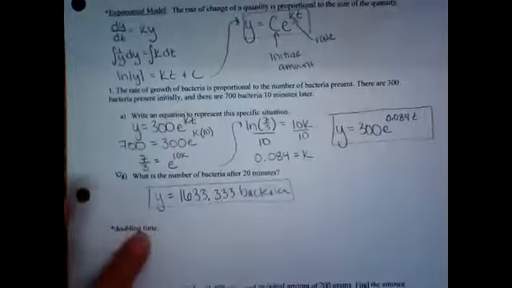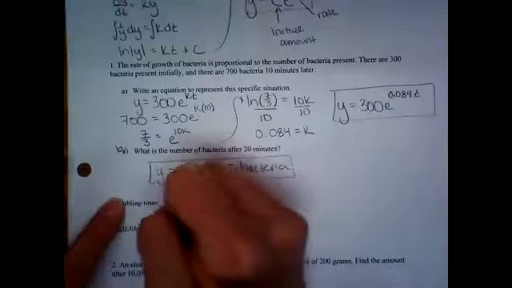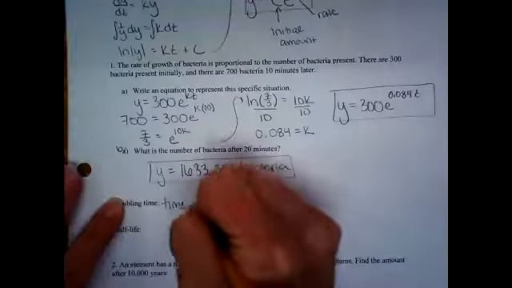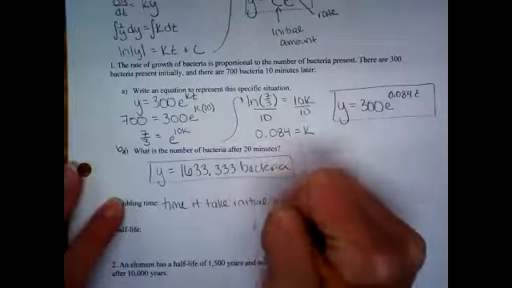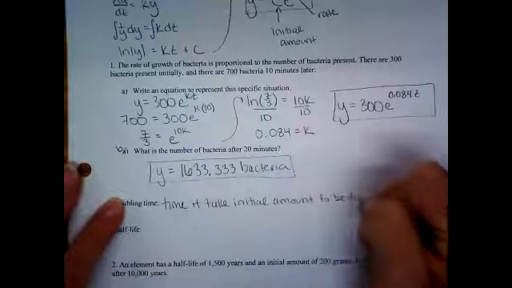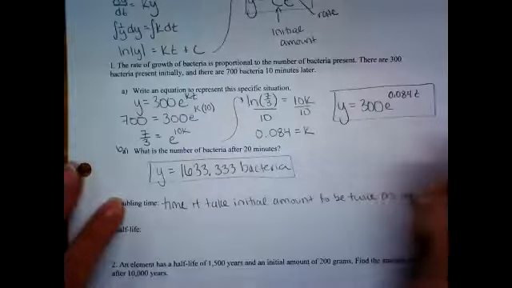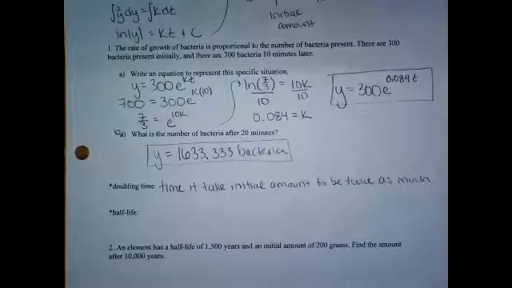All right, doubling time and half-life. Doubling time is for growth, half-life is for decay. Doubling time is the time it takes the initial amount to be twice as much. It kind of is what it sounds like, but the only thing people tend to forget is that it represents a time.